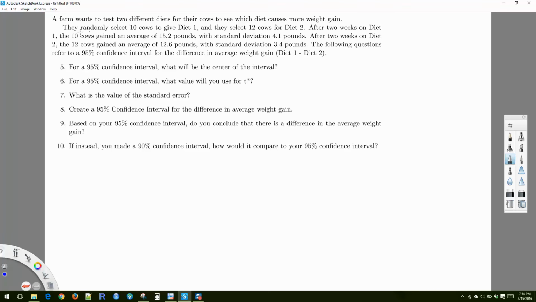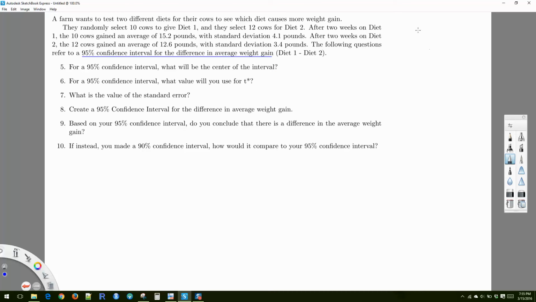Okay, it says a farm wants to test 2 different diets for their cows to see which diet causes more weight gain. They randomly select 10 cows to give diet 1 and select 12 cows for diet 2. After 2 weeks on diet 1, the 10 cows gained an average of 15.2, standard deviation of 4.1. After 2 weeks on diet 2, and so on. The following questions refer to a 95% confidence interval for the difference in the average weight gain, diet 1 minus diet 2.